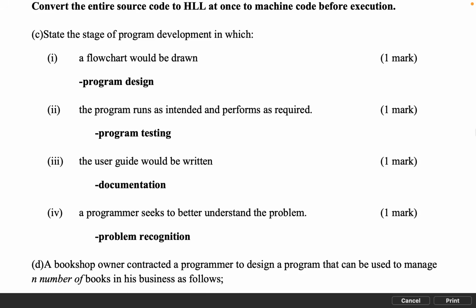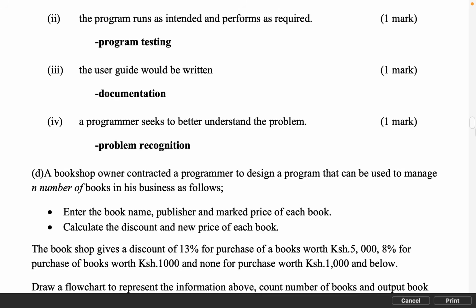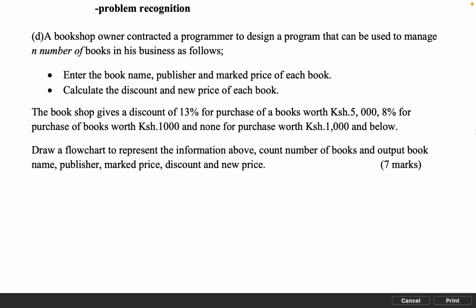D. A bookshop owner contracted a programmer to design a program that can be used to manage n number of books in his business as follows. Enter the book name, publisher and marked price of each book. Calculate the discount and new price of each book. The bookshop gives a discount of 13% for purchase of books worth ksh 5,000, 8% for purchase of books worth ksh 1,000 and none for purchase worth ksh 1,000 and below. Draw a flowchart to represent the information above, count number of books and output book name, publisher, marked price, discount and new price. 7 marks.